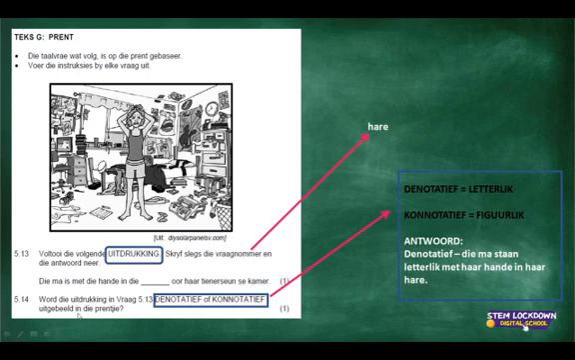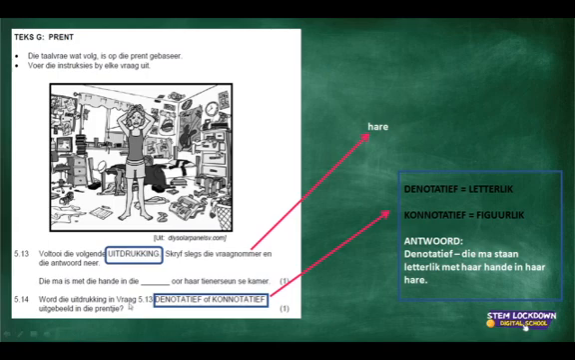Now look at question 5.14. Word die uitdrukking in vraag 5.13 denotatief of konnotatief uitgebeeld in die prentjie? So the word denotative means letterlik. The word connotative means figuurlik. Right. So denotative, maybe to remember, it's the definite meaning of something, so the literal meaning. Connotative is the connection you make with something to make it the figurative meaning.